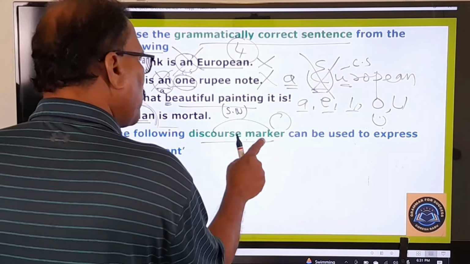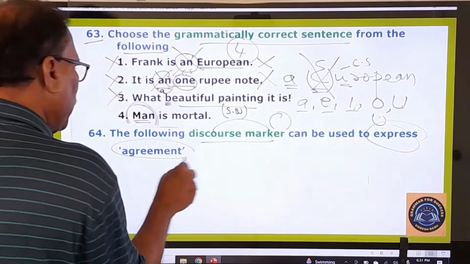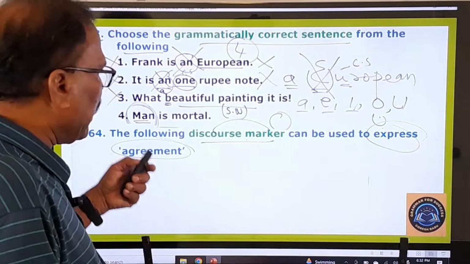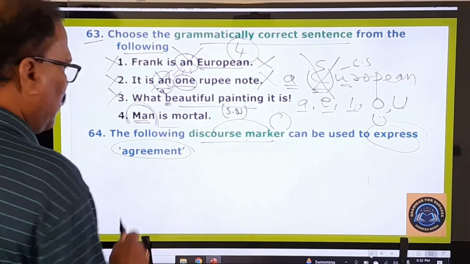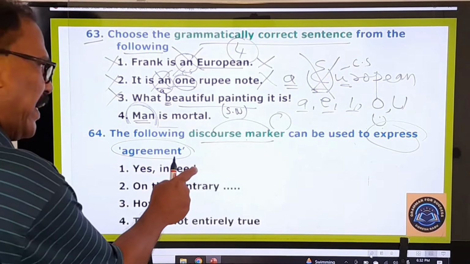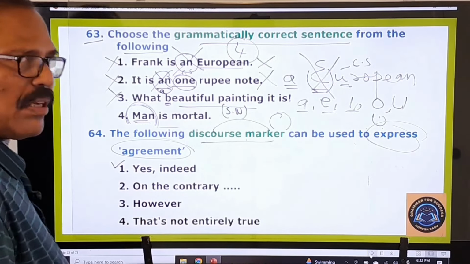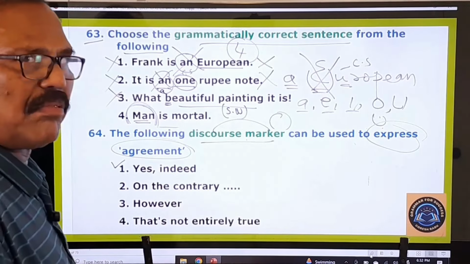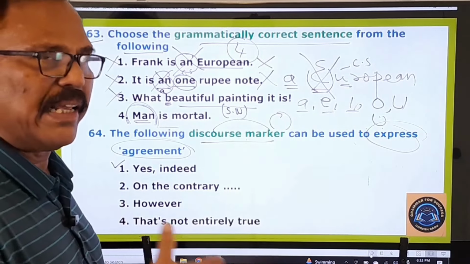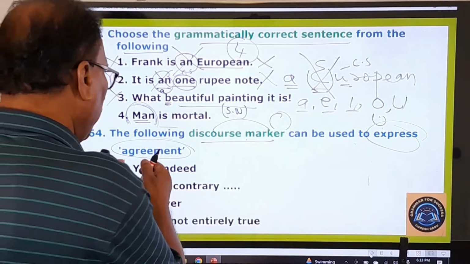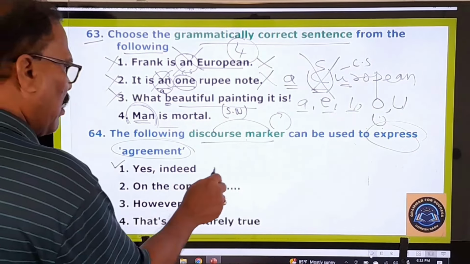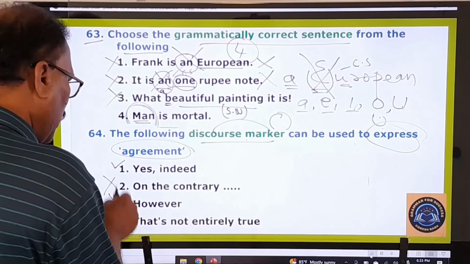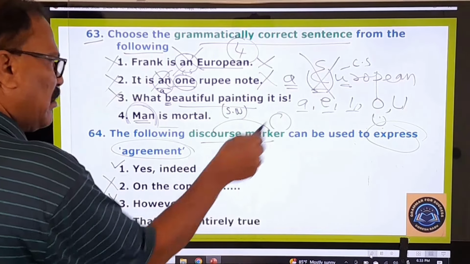So here the following discourse marker can be used to express agreement. Which of the following options will indicate agreement? Okay, here look at the options given here. Yes, indeed. The very first one is your answer, because this discourse marker will express agreement. How do you express your agreement? Yes, indeed. With the word yes you indicate your agreement. So this first one is your answer, and on the contrary, however is not the right one, that is not entirely true. So these are not the discourse markers that express agreement.